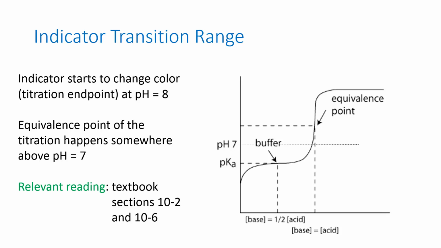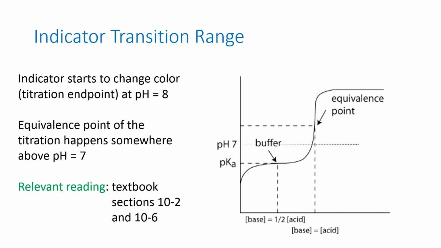So we have a weak acid being titrated with a strong base, and so as you'll find out in lecture a little later, the equivalence point is going to happen at a pH a little bit above 7. We don't know exactly where without doing some calculations. What's important is that our titration endpoint is going to show up in that range, around between 8 and 9.6.